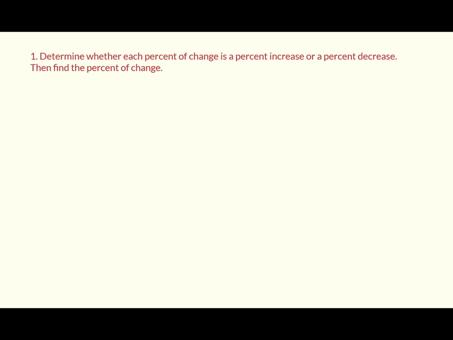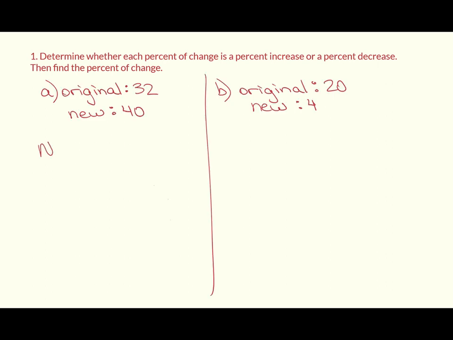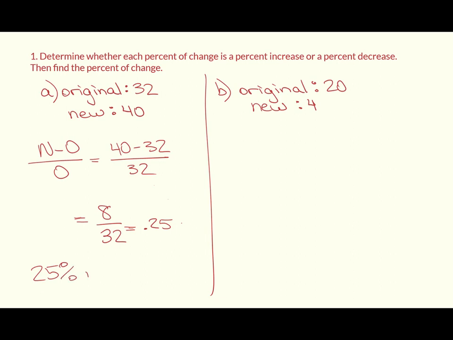In A, we have the original is 32, and the new is 40. So what you're going to do is take the formula, new minus original over original, or NO, and plug in the values. So you have the new value, that's 40, minus the original over the original. 40 minus 32 is 8 over 32. If you do that, you get 1/4, which is 0.25. So that means you have a 25% increase. It's an increase because that is a positive amount. If it's negative, then it's a decrease.